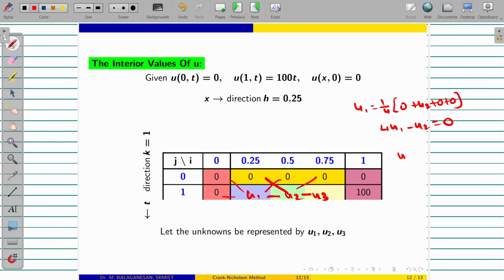So what will we get? u2 is equivalent to 1 by 4 into u1 plus u3 plus 0 plus 0. So what will we get? 4u2, that u1 and u3 are on that side, take to the left hand side, or you can take 4u2 to that side. That also you can do. Then it will be minus 4u2. u1 minus 4u2 plus u3 equal to 0. This is another equation. If you want to find u3, then this plus this plus this divided by 4.